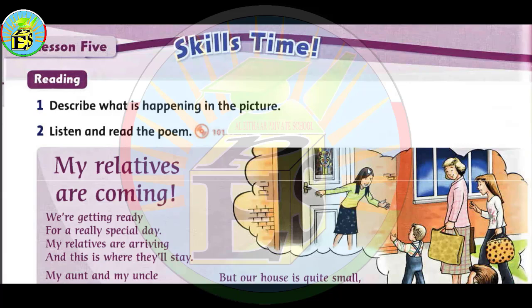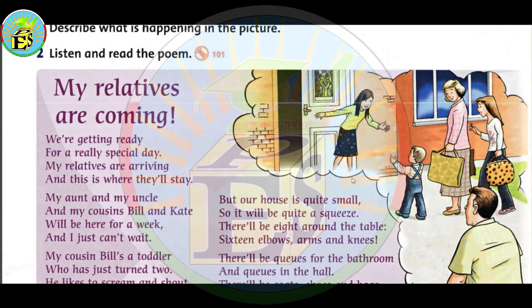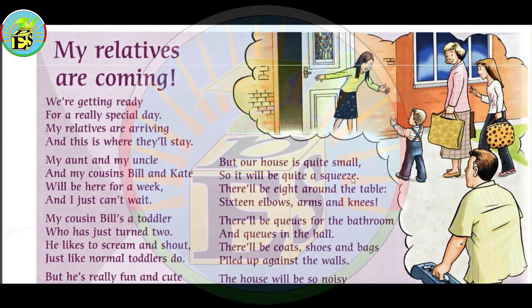What we are going to do here is to read. The first thing that we need to do in task number 1 is to describe what's happening in the picture. We have this picture right here. Let's have a look at it, and we will try to describe what's happening in this picture.